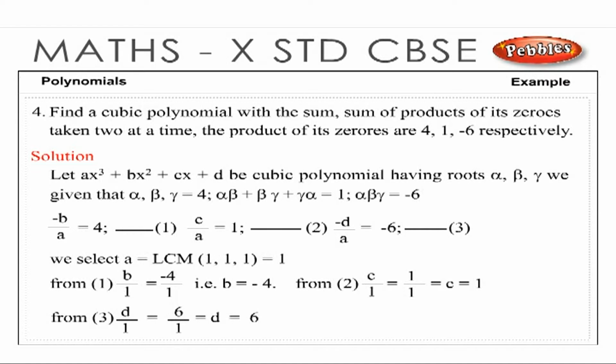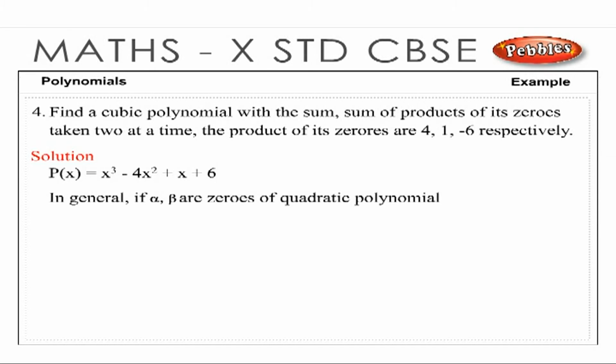From 2 we get c by 1 is equal to 1 by 1, so c is equal to 1. From 3 we get d by 1 is equal to 6 by 1, so d is equal to 6. P(x) is equal to x cube minus 4x square plus x plus 6.